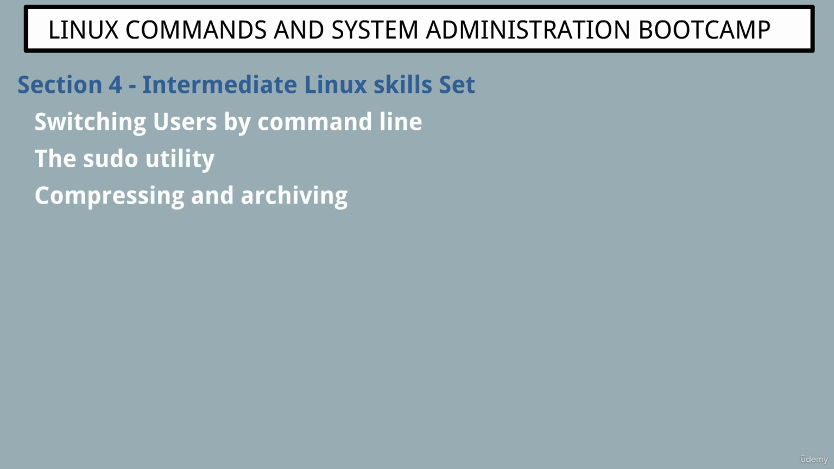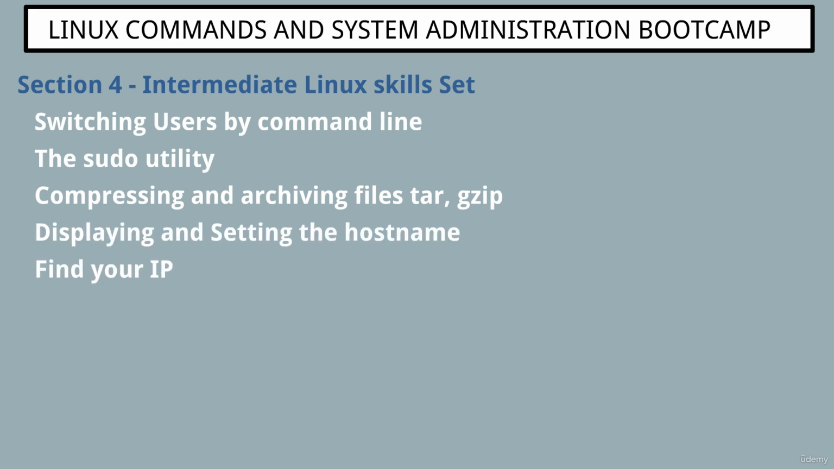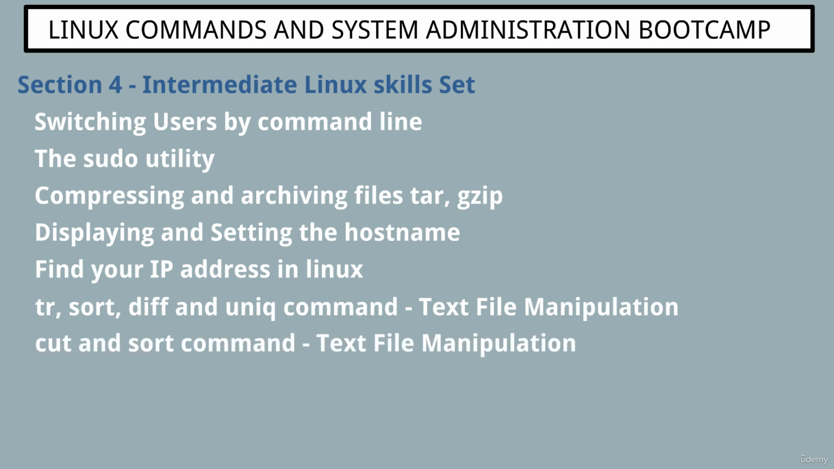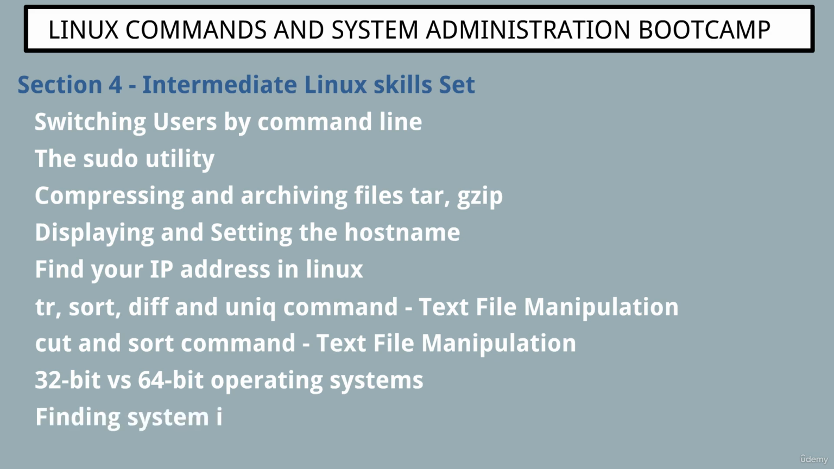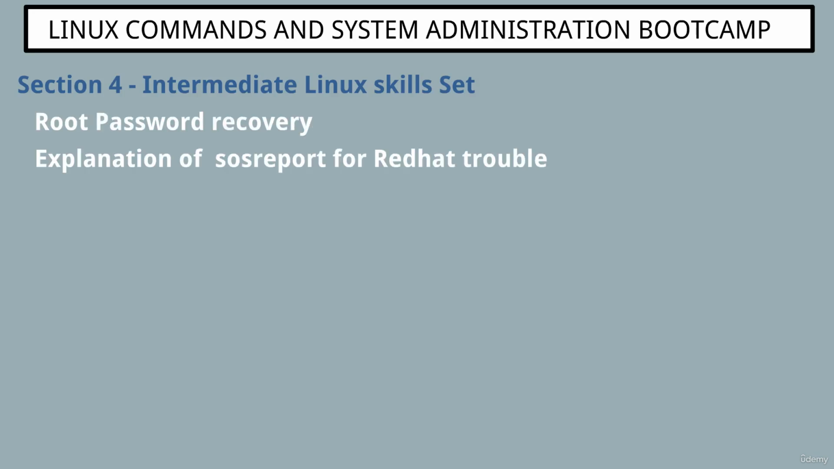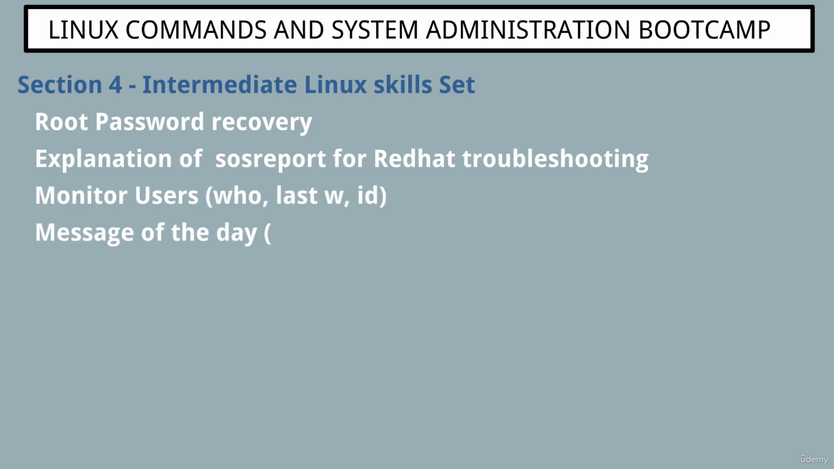and archiving files using tar and gzip, displaying and setting the host name, find your IP address in Linux, using different ways of text file manipulation by using tr, sort, diff, and unique command, cut and sort command, 32-bit versus 64-bit operating systems, finding system information using uname, DMI decode, root password recovery, explanation of sos report for Red Hat troubleshooting, monitor users who, last, w and id, message of the day MOTD, and wall, and quiz.